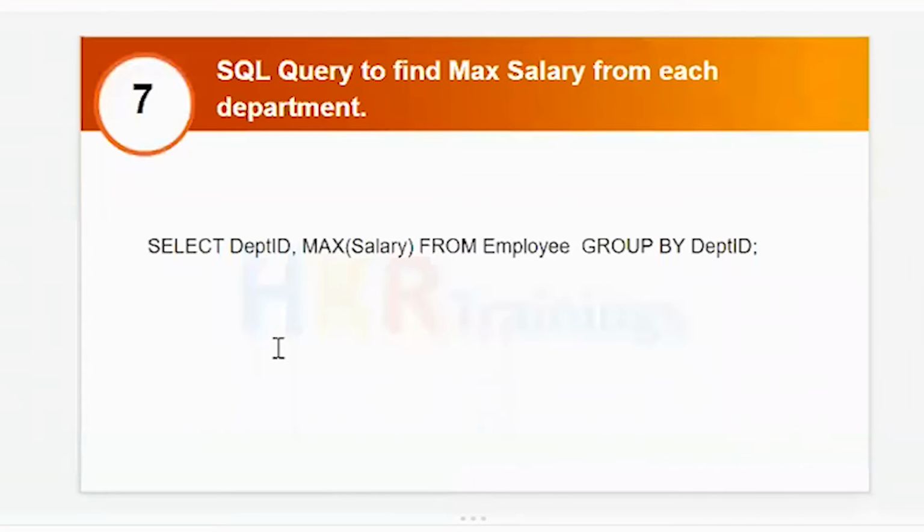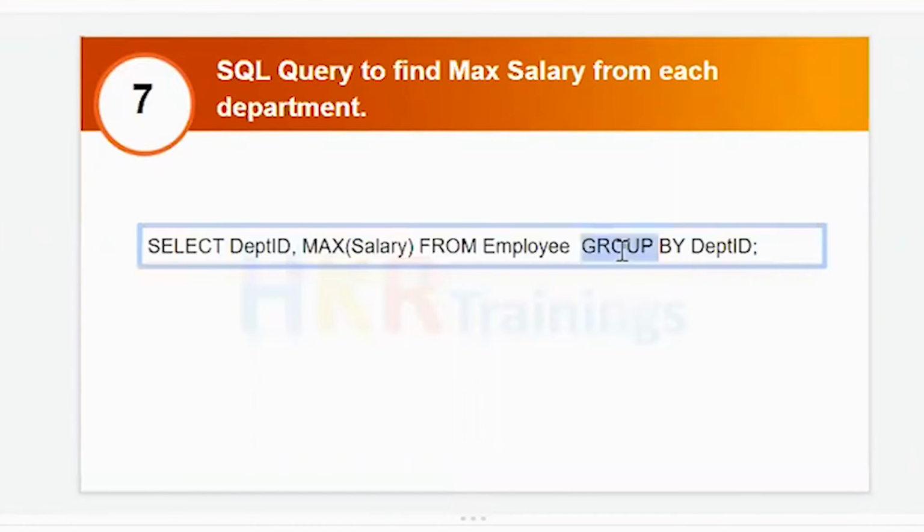Okay, the seventh question: SQL query to find maximum salary from each department. Very tricky question. Sometimes people don't understand this, but it's a very good question. Like we discussed in the previous question, we are mostly asked the highest salary, or the maximum salary, or the second highest salary. Now, if we want to find the maximum salary based on a particular column value, then how do we do that? We use the group by statement. So select department ID, suppose we want to find the maximum salary of every department.